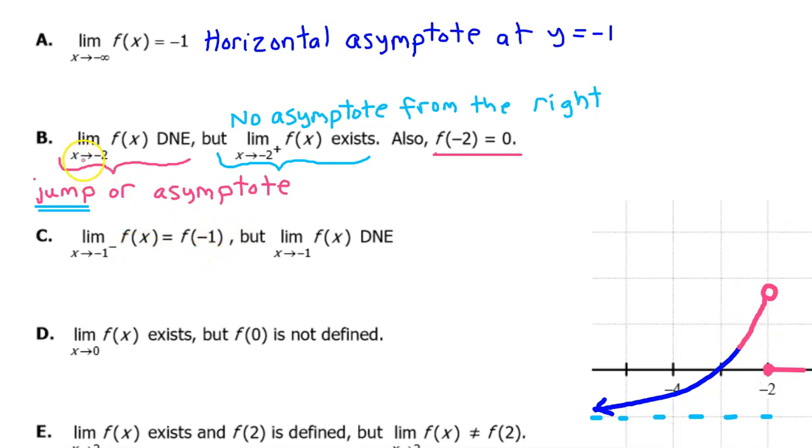The limit as x approaches negative 2, the overall limit, does not exist because of the jump. The limit as x approaches negative 2 from the right does exist because from the right we are approaching a specific value of 0. And f at negative 2 does equal 0 because of the open circle.